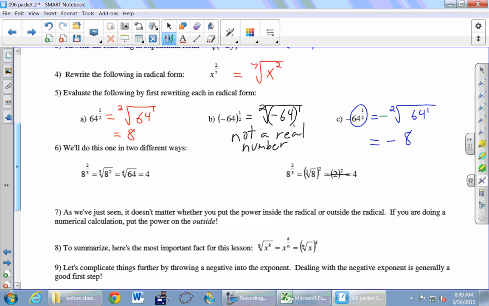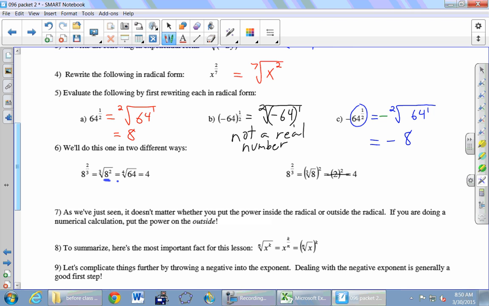It says we'll do this one in 2 different ways. So first, this is 8 to the 2/3. This one's written out, so we don't have to write anything. We'll just read. But 8 to the 2/3, where does the 3 go? It's in the front there, the little index, and the 2 is the power, right? So nothing new. Cube root of 8 squared, yeah? And then 8 squared is 64.